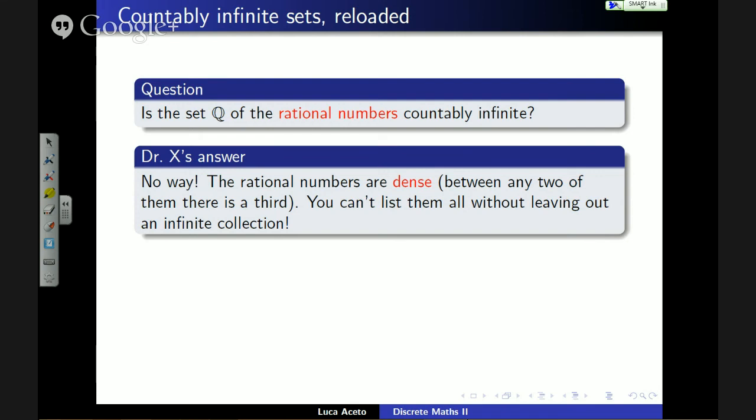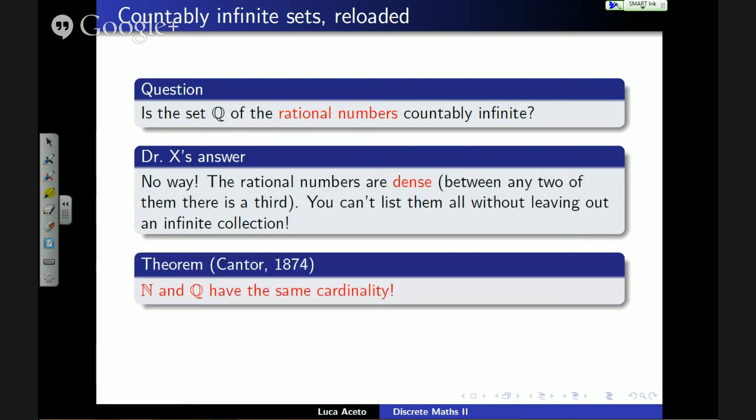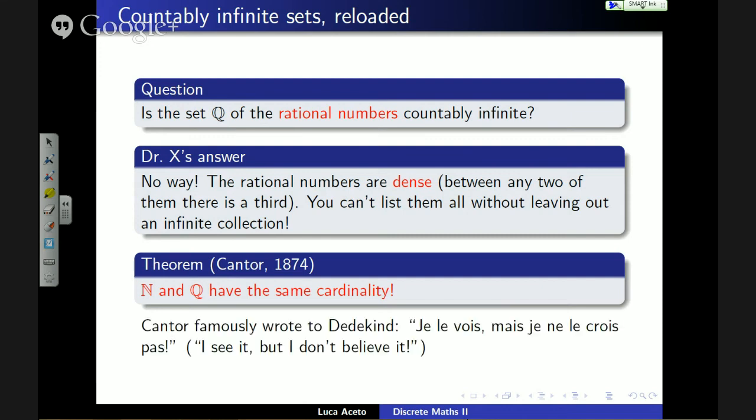How on earth can you list them all? Well, you know what? I call Pikachu. In this case, Pikachu was Cantor, who actually proved in 1874 that Q, the set of the rational numbers, is countably infinite. And if this sounds weird to you, rest assured that it was even weird for him.